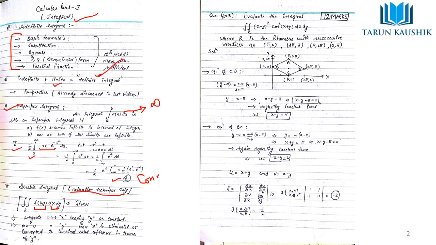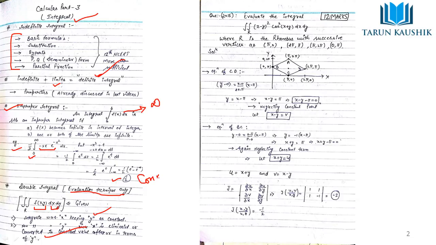We will do it by integrating this function with respect to x, keeping y as a constant, and after doing the integration with respect to x, the result will be converted into a constant or into a value in the form of y, depending on the limits. If the limits are constant, then we will get a constant value. If the limits are in the form of y, then we will get the integration in the form of y. Okay, so now let's do a question.